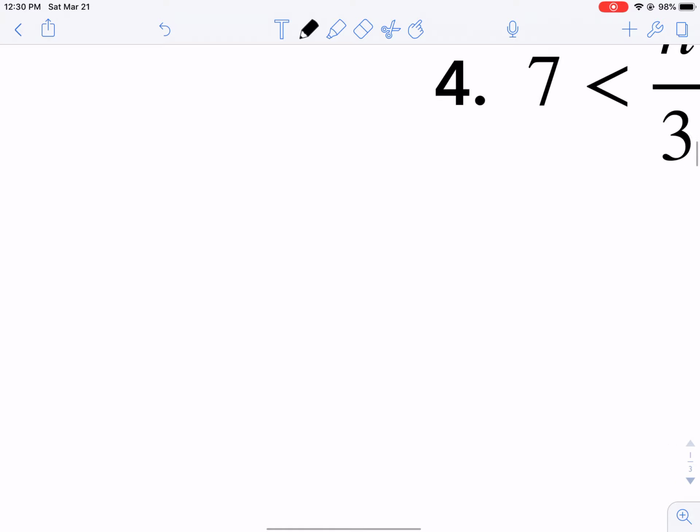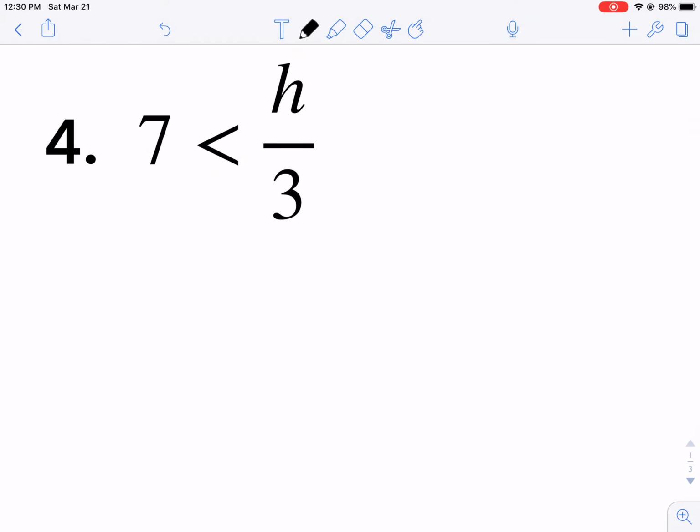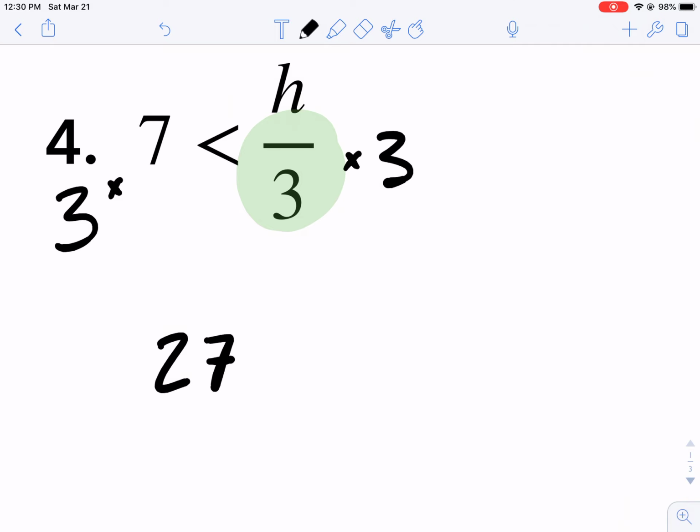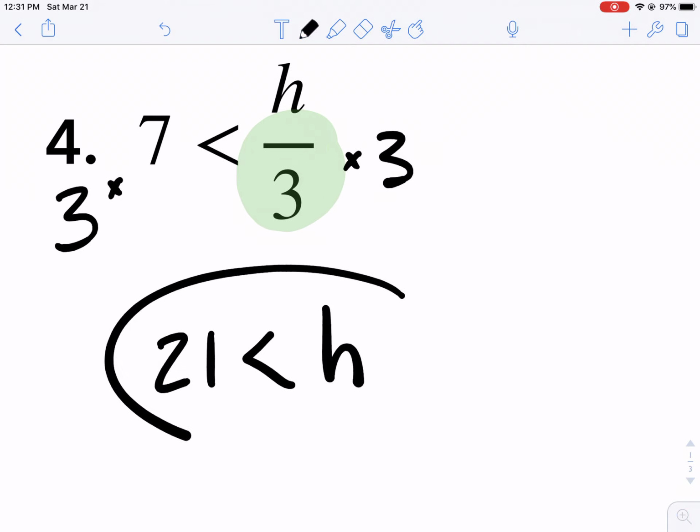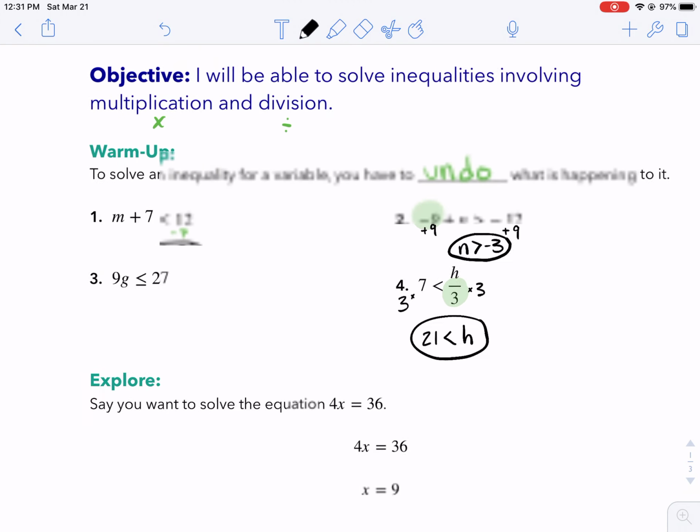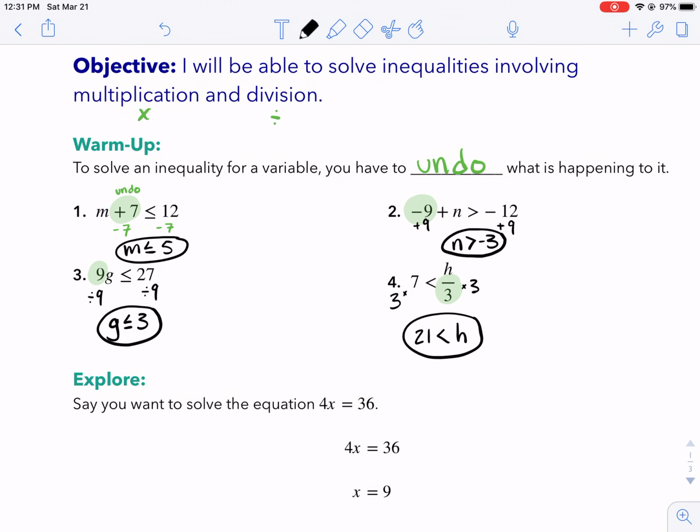And then finally on number 4, we have 7 is less than h divided by 3. What's happening to our h? Well, that's a divide by 3. So to undo divide by 3, we need to times by 3. That'll give us 21 is less than, and then this divide by 3 times 3, those cancel out. 21 is less than h. So all we're doing is we're undoing what's happening to our variable.